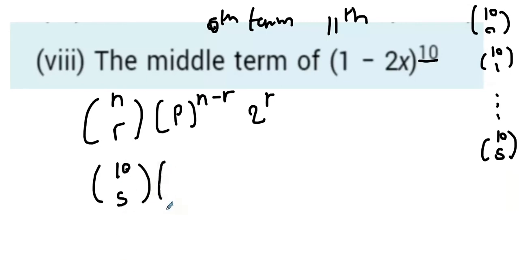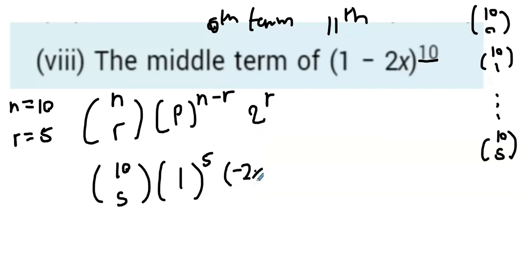Just give me a second. So I'm going to go for 1. Now, what do we say n was? N is 10. R is 5. What's n take R? 5. And Q minus 2x to the power of? That's a Q.